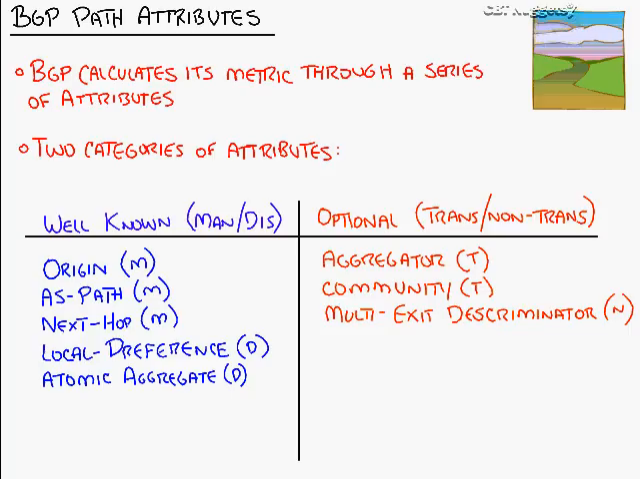Now, underneath, I listed all the attributes. I'm not going to give you a description now because, hey, that's what the rest of this nugget is going to be all about. It's talking about each one of these, and I put a little marking next to each one telling you whether it is a mandatory, discretionary, transitive, or non-transitive attribute. So it's a great page to use as reference.